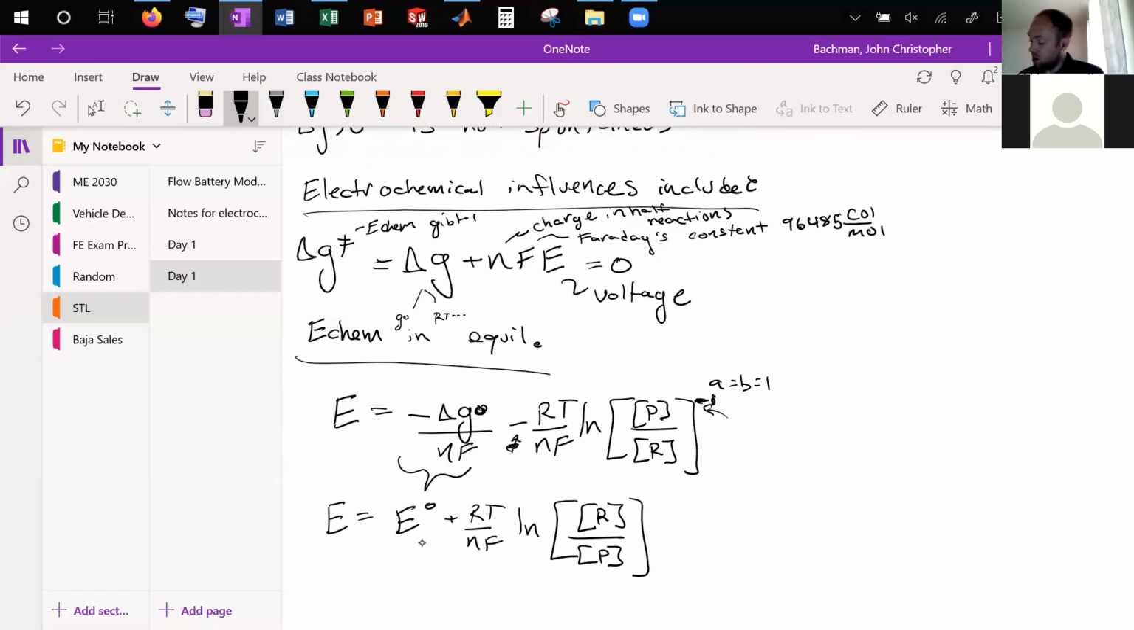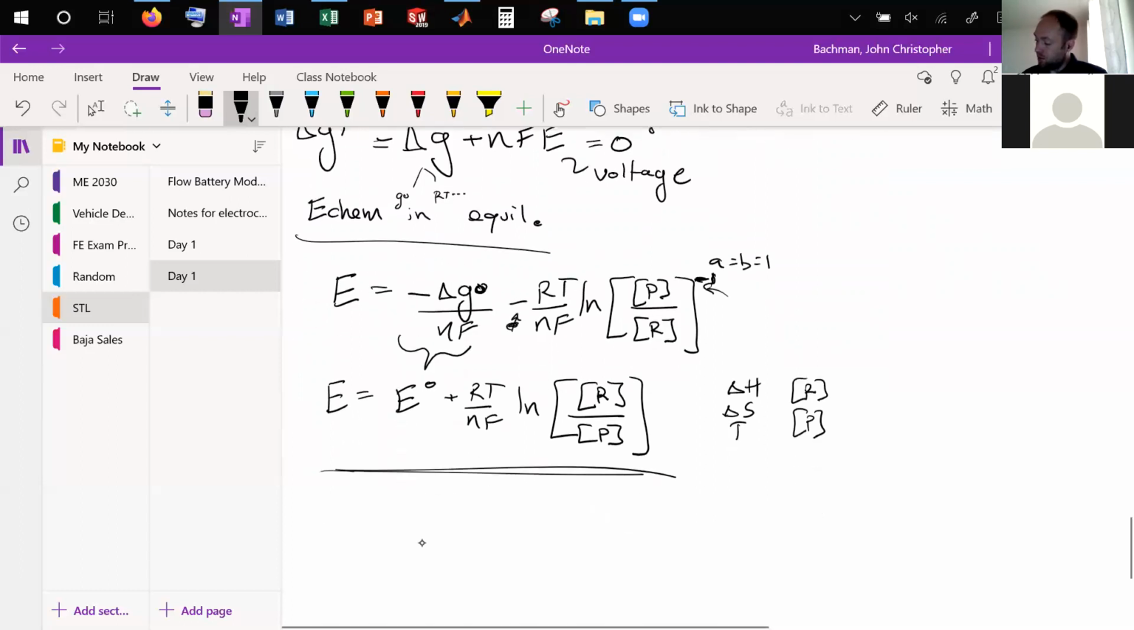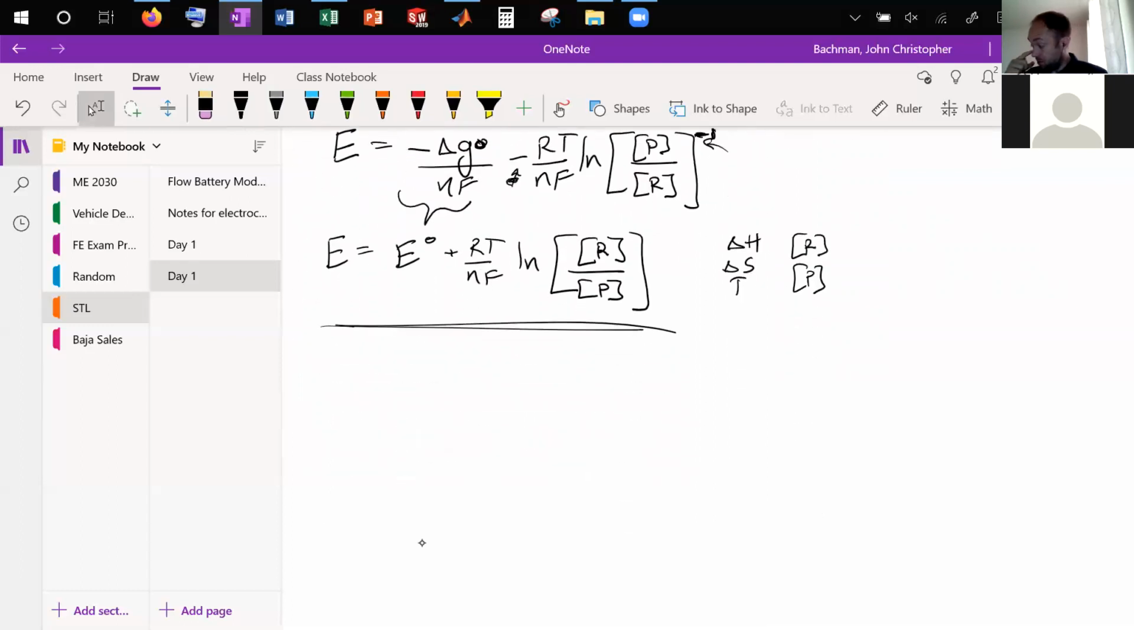And so you can basically see, to get our voltage, we need to know the change in enthalpy, change in entropy. We need to know the temperature, concentration of our reactants, and concentration of our products. So this is all stuff that we're going to need to know. So let's start by analyzing a fuel cell at STP.